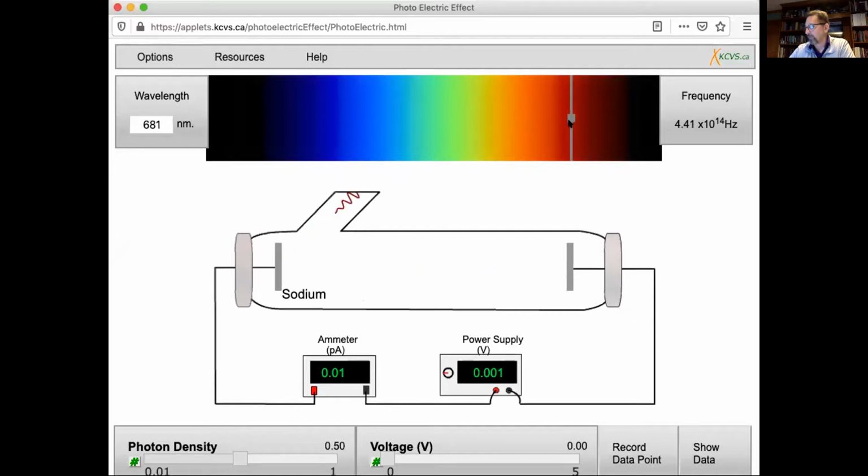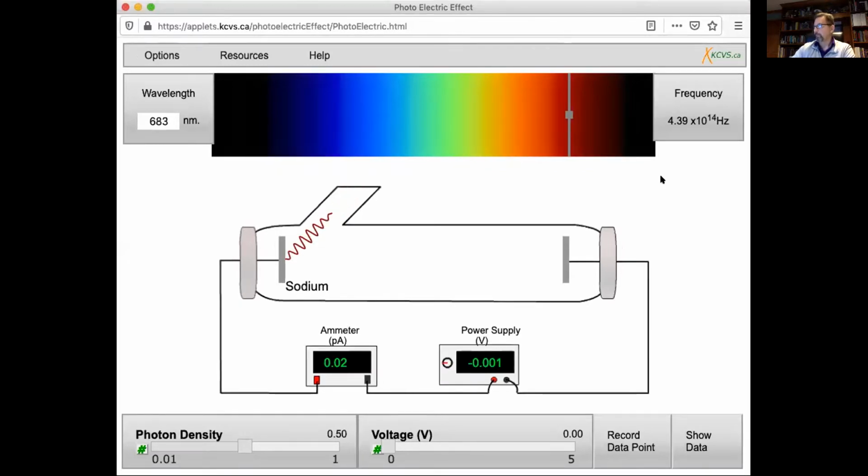Let me back up a little bit. I was playing with this earlier today too. And see this little slider here? That tells you what the color, what the frequency, and you can see the frequency in hertz there, of the incident radiation is. Let me make this full screen. You can see that the light is coming in, hitting, in this case, a sodium photoelectric material, and no electrons are coming out.